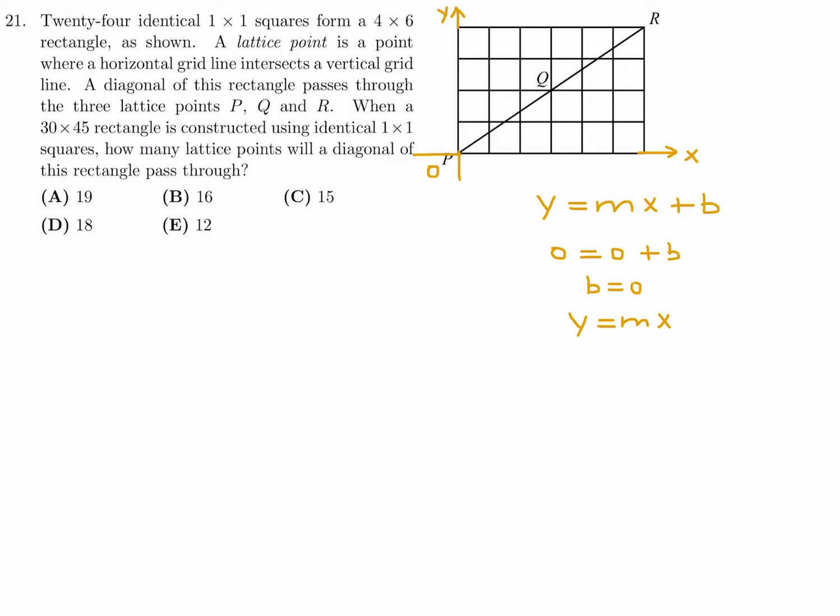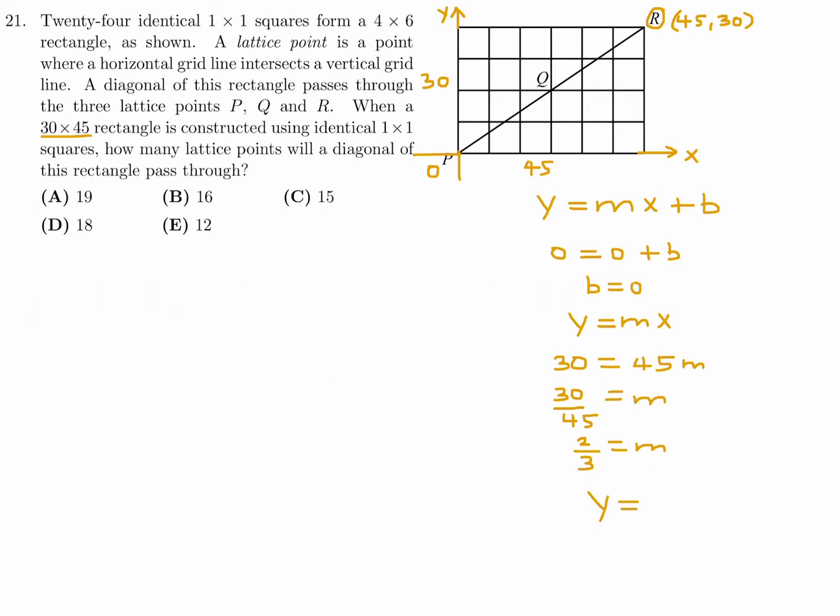Well, we can substitute the point. Since it's a 30 by 45 grid, instead of 4 by 6, it'll be 30 by 45. So the point at the very end will be 45 for the x-coordinate and 30 for the y-coordinate. So substitute that in, and we get 30 is equal to 45m, and therefore m is equal to 30 over 45, and that means m, if you divide top and bottom by 15, is 2 over 3.